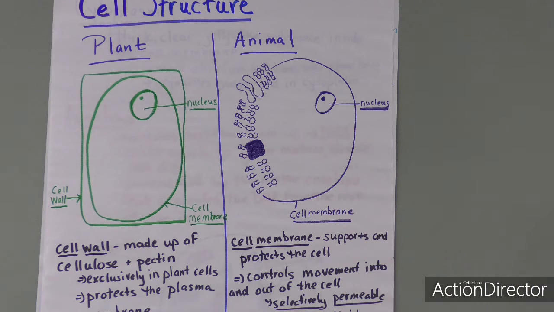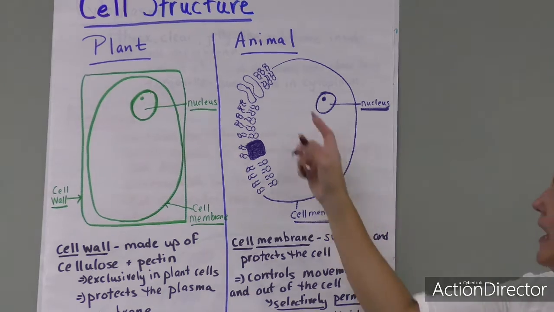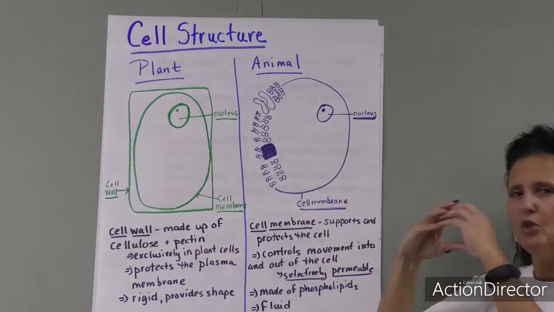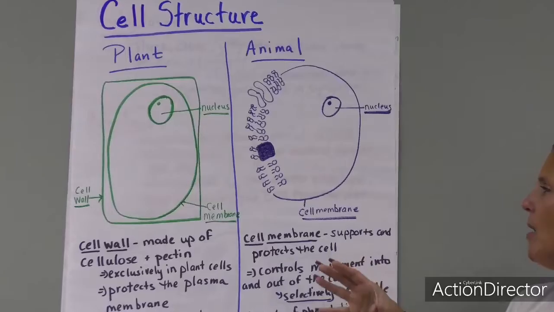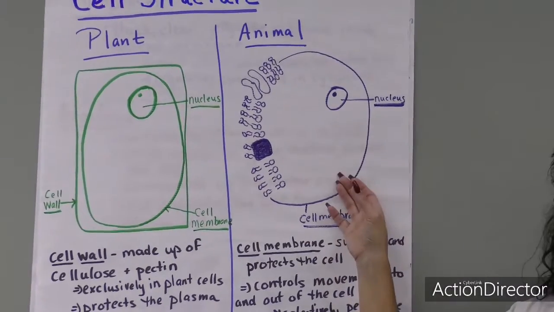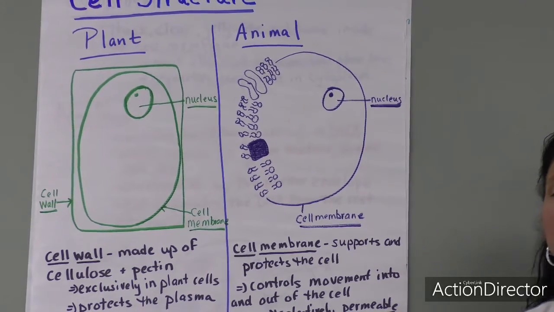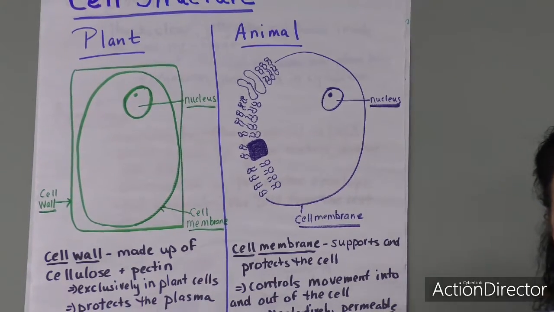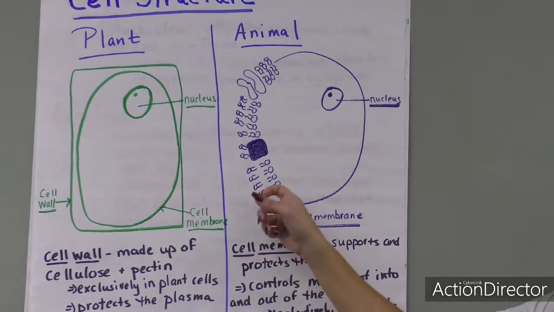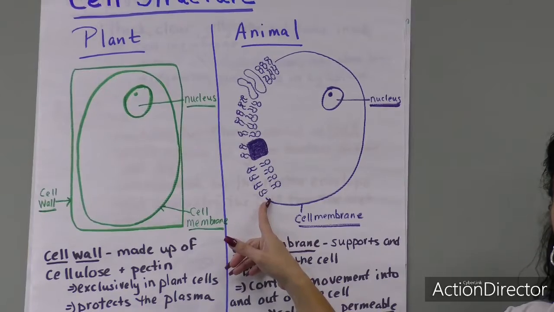So here's an animal cell, and what I've done is broken down the cell membrane, sort of like you would zoom in on it. The cell membrane supports and protects the cell here, and it controls movement into and out of the cell. That's where we get that selective permeability of the cell. So it lets certain things in, lets certain things back out, because it's made of these tiny things called phospholipids, right?